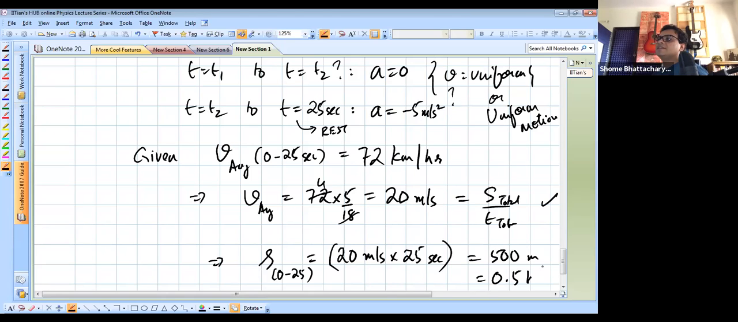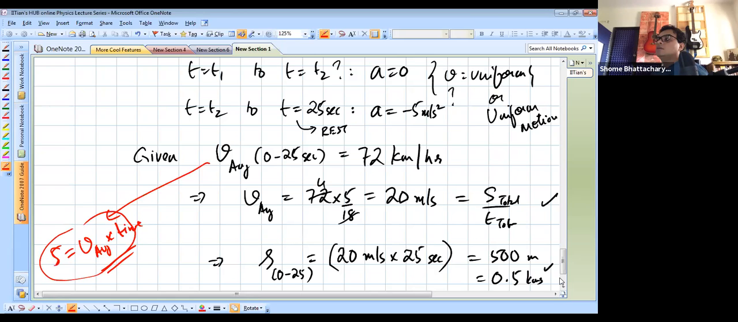So this is the extra information which I'm generating from what? I'm generating it from this. So here I'm using a trick. The trick that I'm using is that we can always use this thing that displacement is equal to average velocity into time.